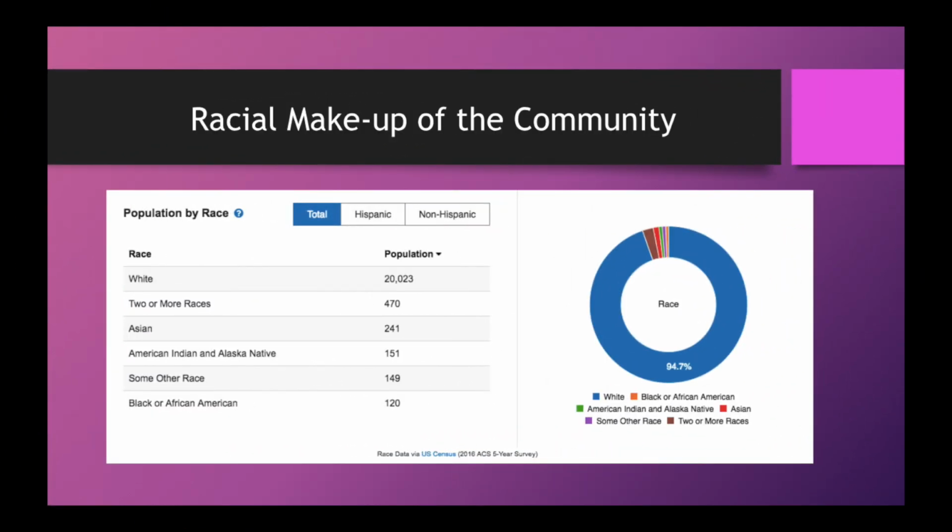This graphic shows data from the 2016 U.S. Census. The majority of the population in Windsor is white, 94.7%, while the other 5.3% of the population is a variety of races.